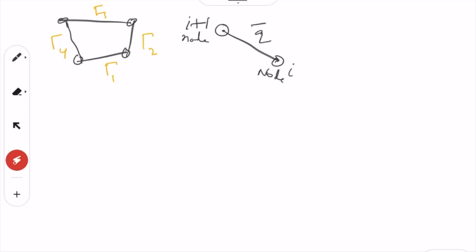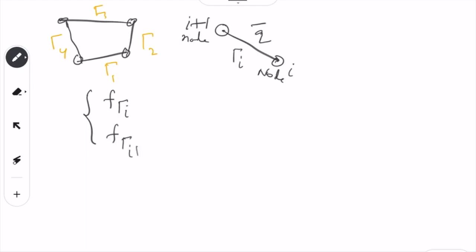So how to find out due to this one? Due to the ith boundary, let us say we call it gamma I, between node I and node I plus 1, there are two components we are talking about, so there will be two forces. The value Q bar may change along the line.